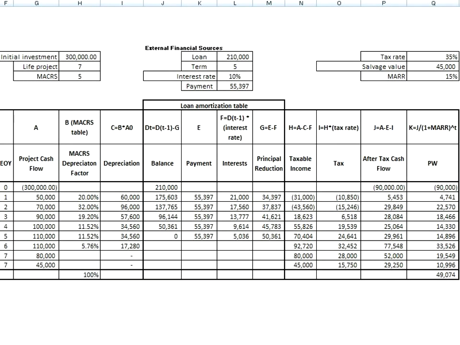For the last column, we can compute the present worth of each one of these after-tax cash flows as column J divided by 1 plus the minimum attractive rate of return raised to the period, just the regular present worth formula. Once we have these for all the years, we can add them all together to compute the overall present worth of the project to be $49,074.